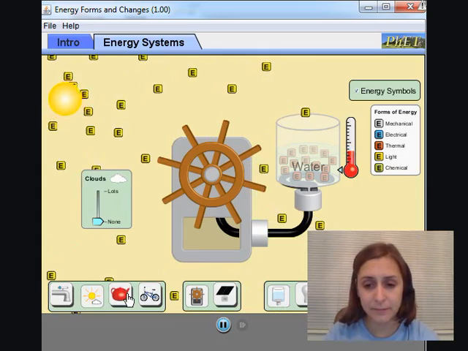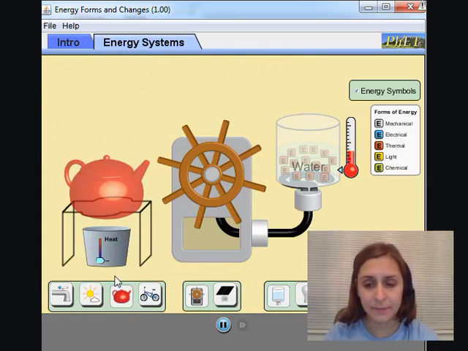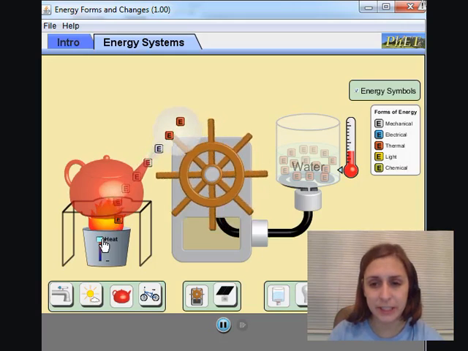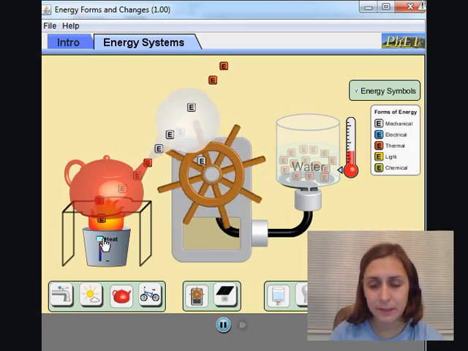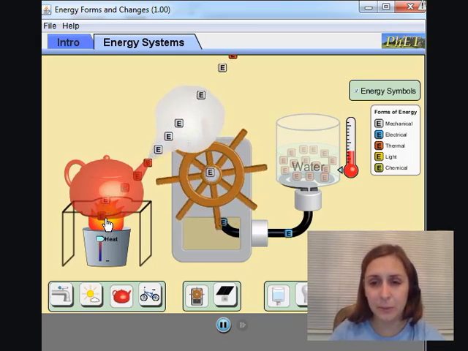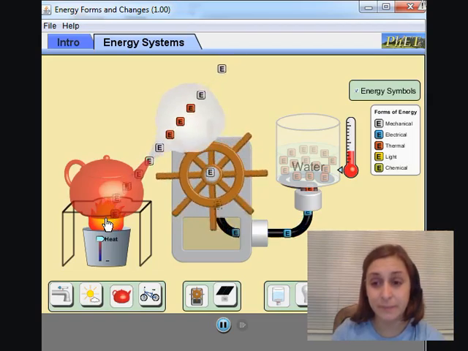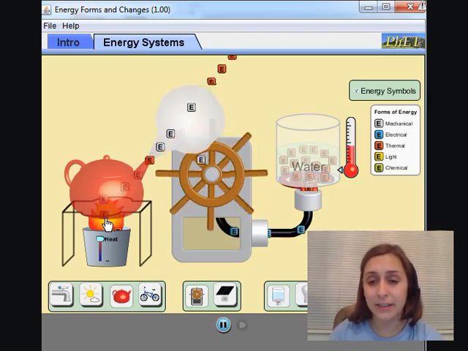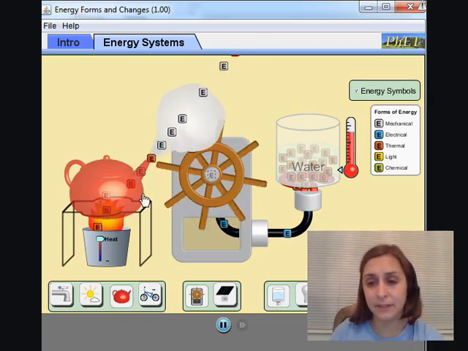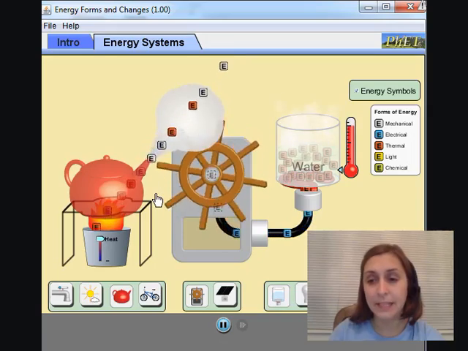What about a tea kettle? Well, just sitting here, the tea kettle's not going to do anything. But if I heat it up, the flame is sending thermal energy into the teapot, and as the steam moves out, it moves with mechanical energy. Yes, the tea kettle on high heat is able to power the turbine and heat up the water.